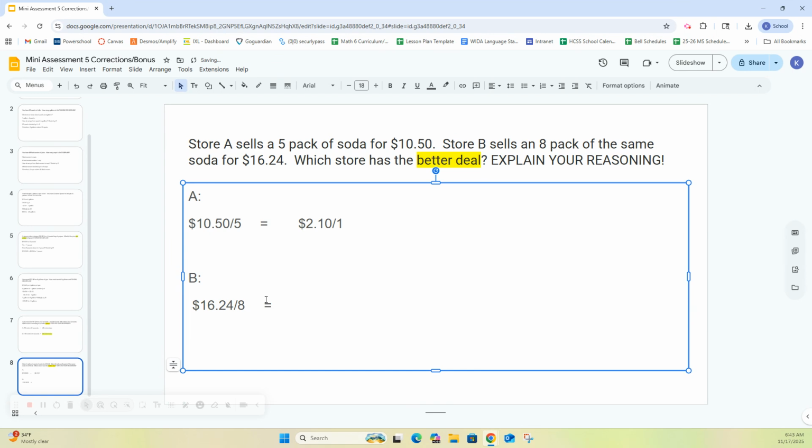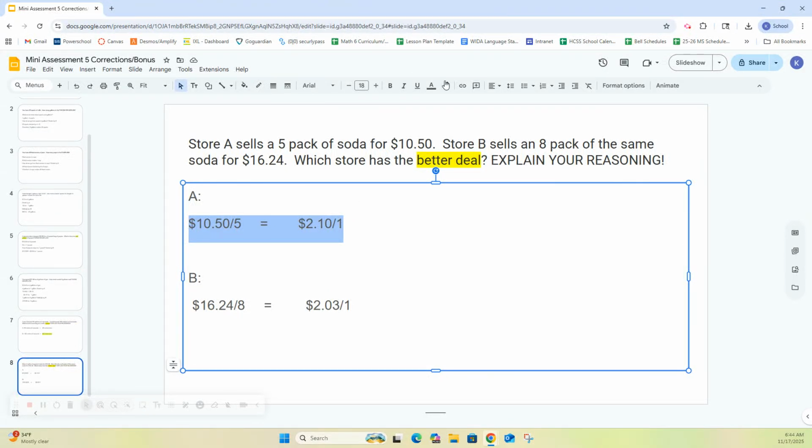All right, now let's look at store B, $16.24 for 8. We want the price of just one. $16 divided by 8 is $2, so they're going to be a similar price. 24 cents divided by 8 is 3 cents. Reminder, 3 cents is written as 0.03, not 0.3. A lot of you made that mistake on your quiz. And that way, you thought that store B was higher. But it is actually $2.03.